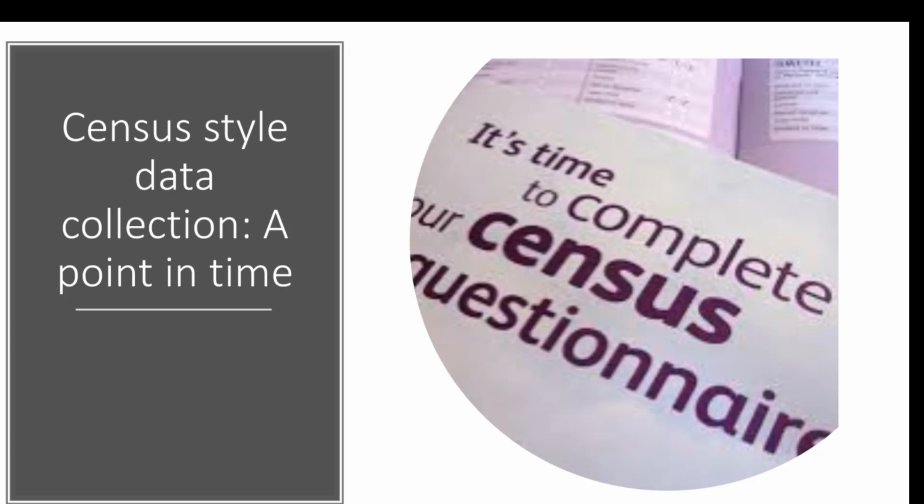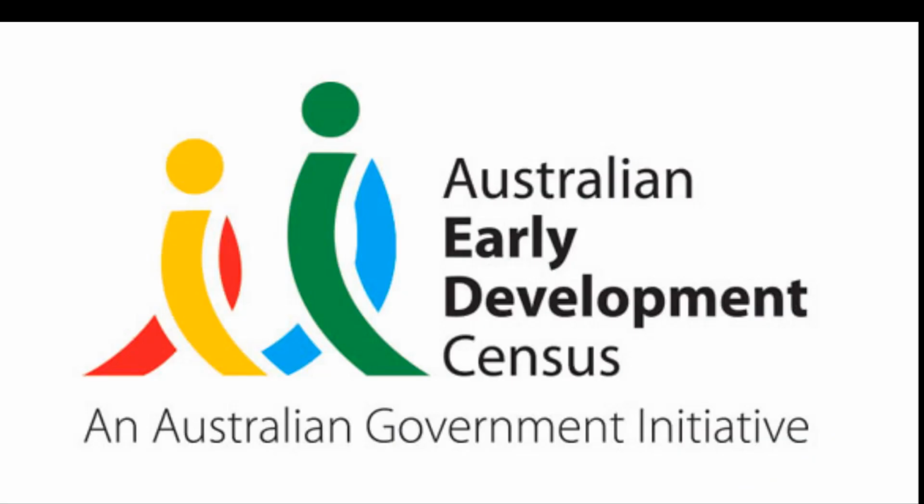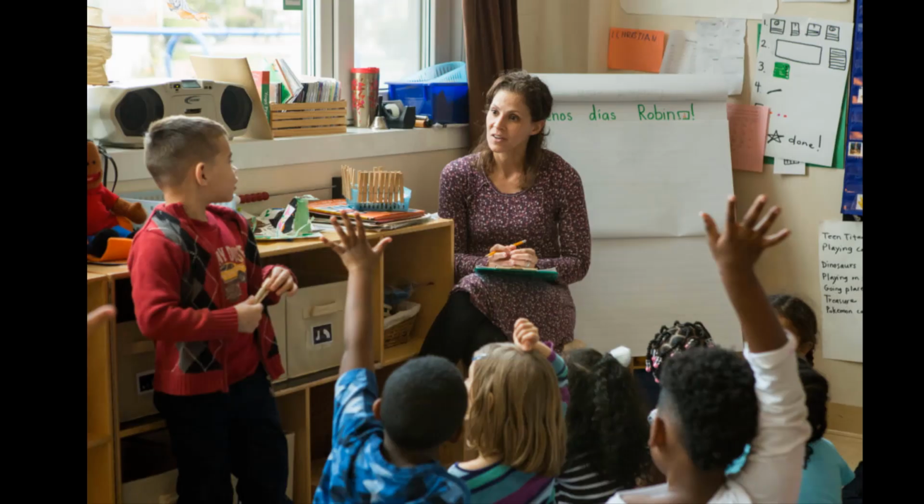For example, the Population and Housing Census is only conducted every 5 years as it collates the data generated to identify the trends across our entire population of 26 million people. The AEDC data has been collected 4 times since 2009, and in fact, the latest data has just been released, which we're going to talk about shortly. And the Early Childhood National Workforce Census has been conducted 3 times in the last decade.